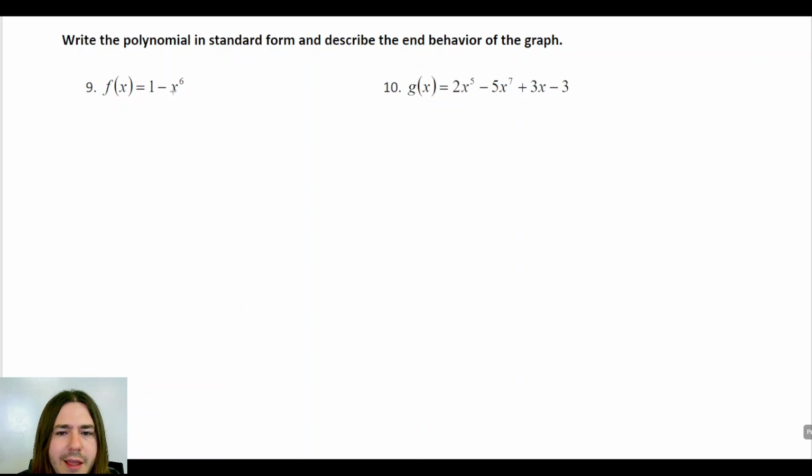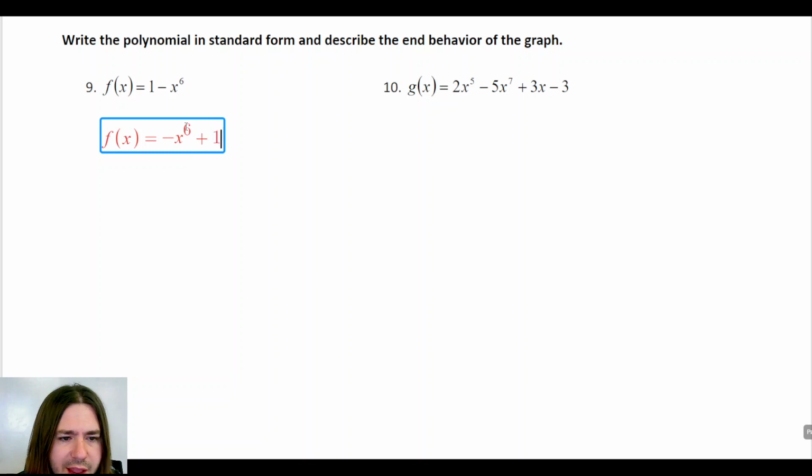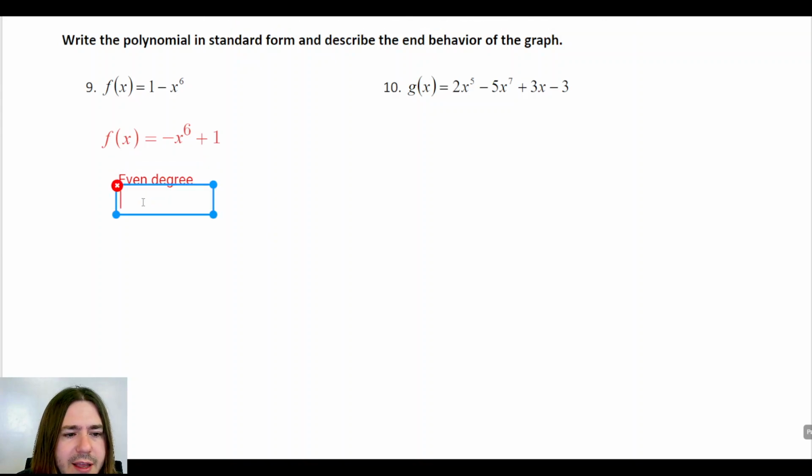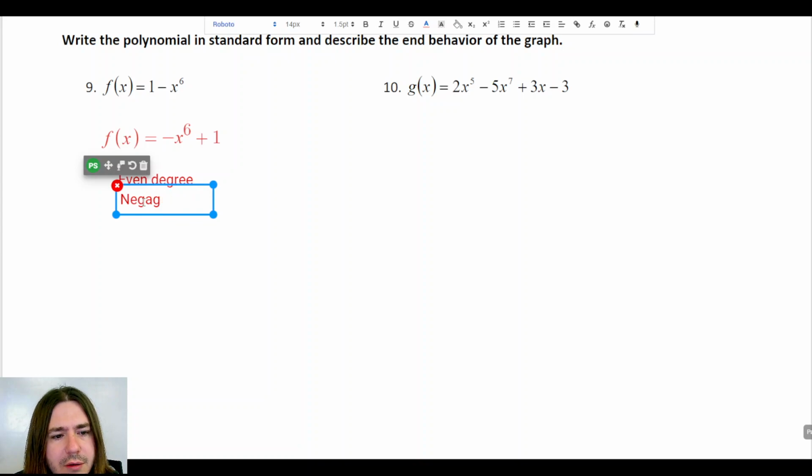Let's go ahead and look at number 9. So for number 9, it's not in standard form. In fact, I don't think any of these are standard form. So standard form means that we're going to rewrite the polynomial so that the term with the highest degree or exponent comes first. And when we have more than just 2 terms, we'll write them in descending order. So largest exponent first, and then we'll move down from there. Now here we've got the 2 things I'm looking for. So this one's got an even degree, 6, and then it's got a negative leading coefficient.